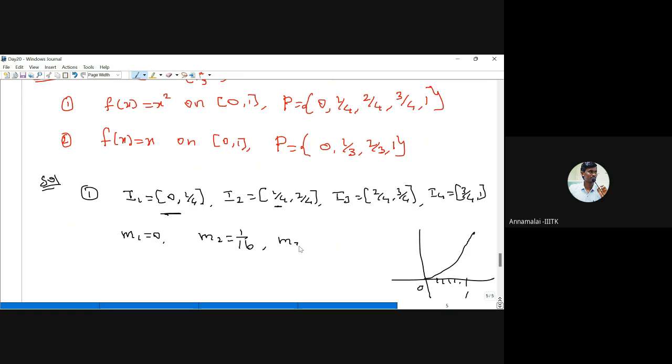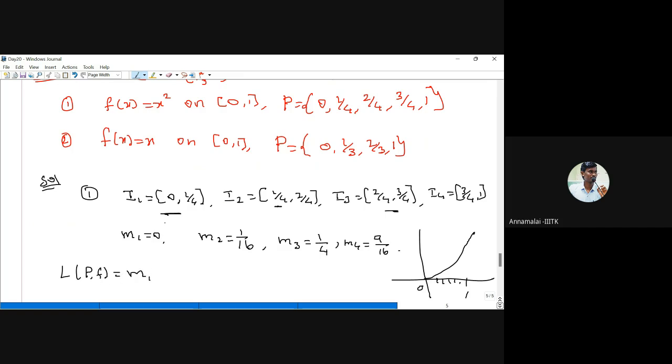What is m3? This is 2 by 4 whole square. 2 by 4 is nothing but 1 by 2. 1 by 2 square is nothing but 1 by 4. Right? Now, m4 is the minimum value of the function on the last interval, 3 by 4 square. So 3 by 4 square is nothing but 9 by 16. Now, what is the lower sum? L of P, f.